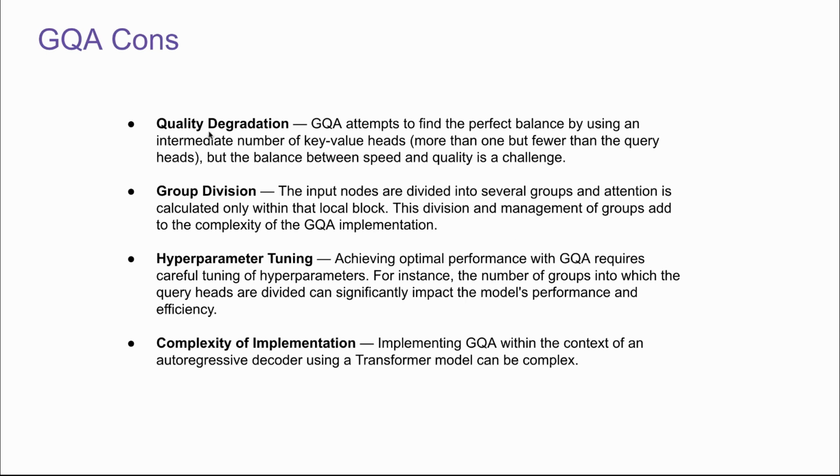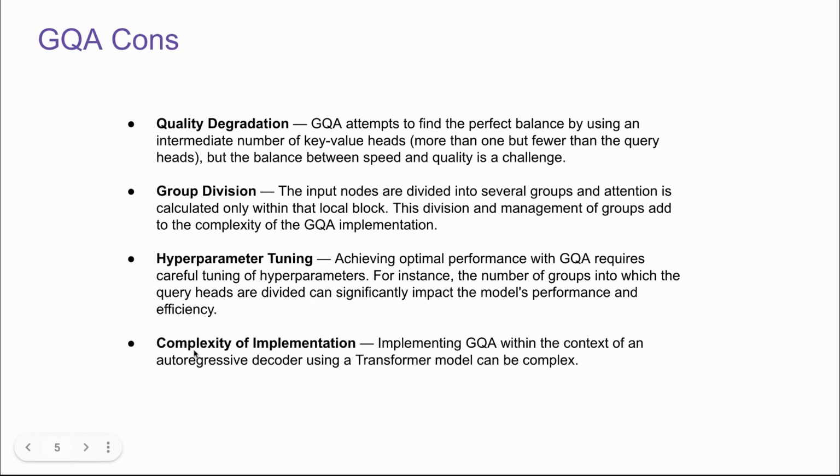So cons. When you compare GQA with the classical MHA, obviously there will still be quality loss. The balance between speed and quality is still a challenge. So you need to be really smart on the grouping strategy to minimize the quality loss. And then there's the group division: the division and management of groups adds to the complexity of the GQA implementation.